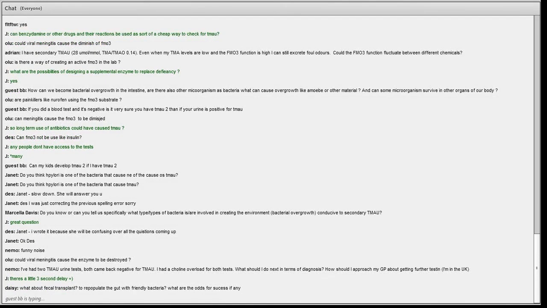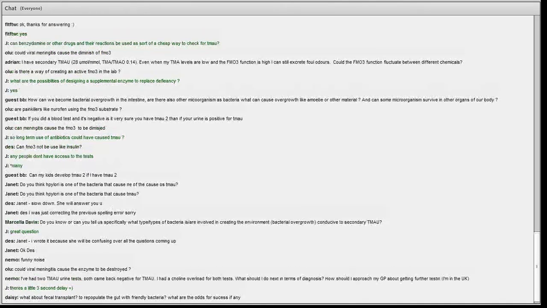But if you had a whole family that had the same mutation and it segregated with the disorder, then you could pin that mutation down to something. So if a person has TMAU and has no family members that also have the disorder, then maybe it is secondary TMAU.